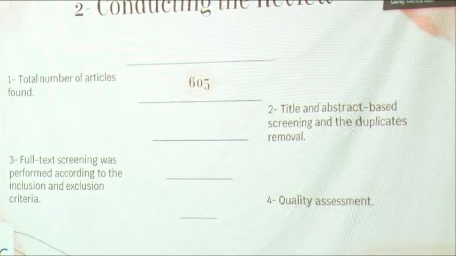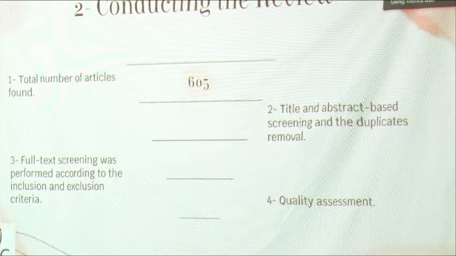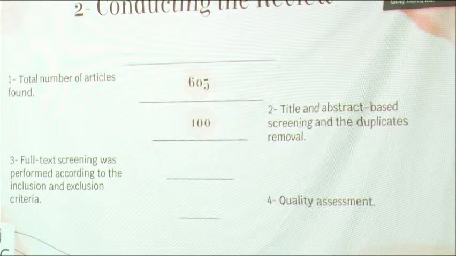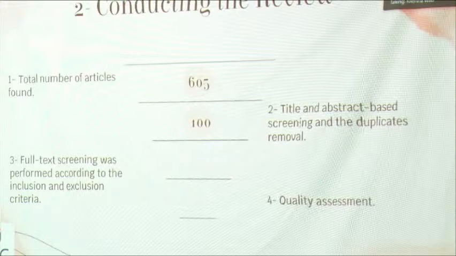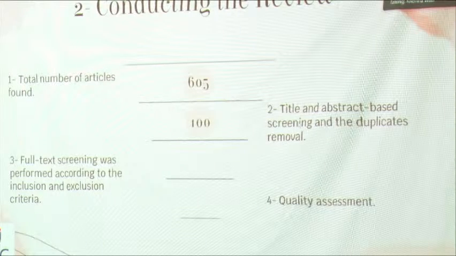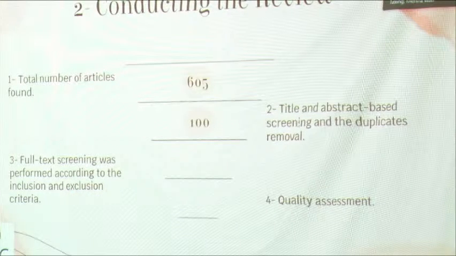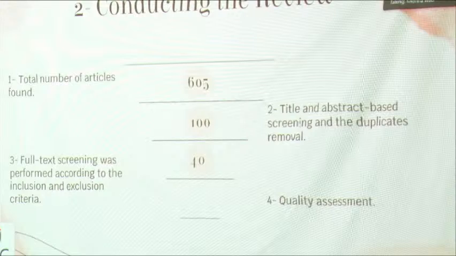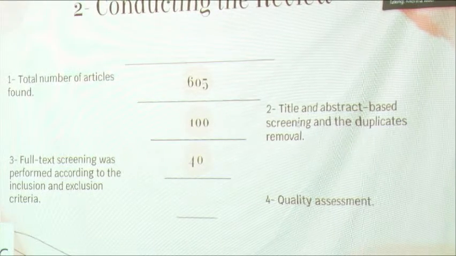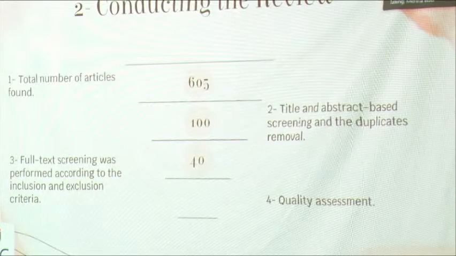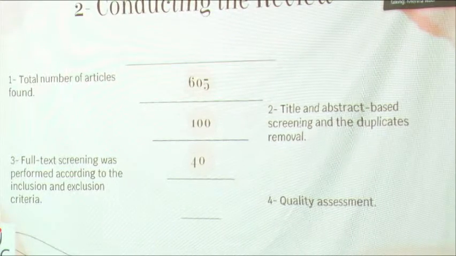After that, the title and abstract-based screening was performed. That reduced the results to 100 articles. After that, text screening was performed according to the inclusion and exclusion criteria, which reduced the results to 40. And finally, a quality assessment was performed on the 40 articles. That reduced the results to 31.